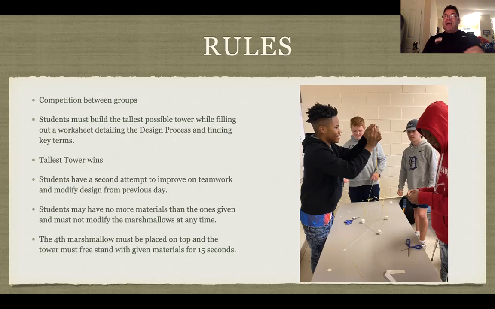The students have a second attempt. We're going to talk about this in a couple slides. They'll have a second attempt to improve their teamwork and modify their design and the process from the previous day. So we'll talk about that in a second. Students may have no more materials than the ones given. You break your noodles, that's your own deal, right? If I give you 25 instead of 26 and you didn't count your noodles, that's your own deal. You messed up your own process. It's up to students to be responsible for what is given them and responsible for handling the tasks.